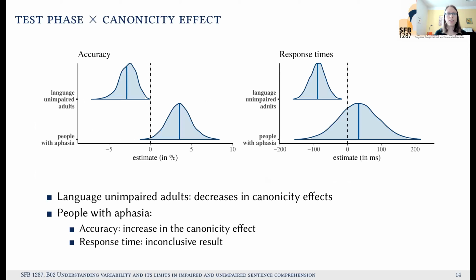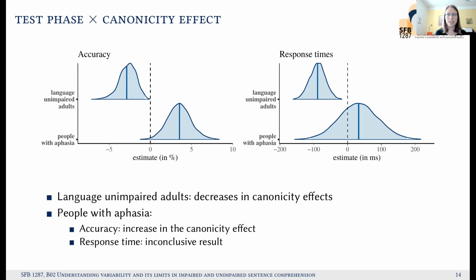So let's first of all look at the 2-way interaction between test phase and canonicity effect nested under participant group. Here I show you the results of the Bayesian models. In dark blue, you see the mean of the estimated effects, and the borders of these light blue areas here represent the 95% credible interval. Let's first start with the plot for the accuracy. Here I show you the difference in canonicity effects between the test phase and the retest phase. When the distribution is shifted in the negative space, this means that there is a decrease in the canonicity effect in the retest phase.